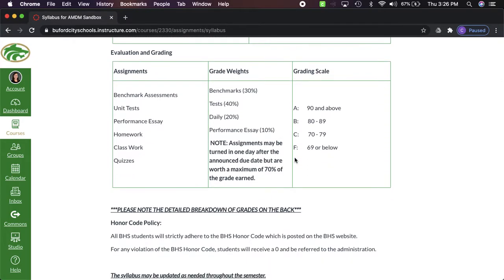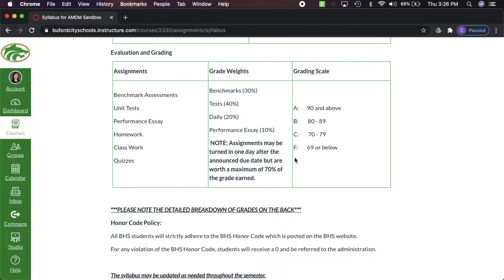Grades are the same as they've always been if you've been at Buford. Benchmarks are 30%, tests are 40%, and daily grades 20%. Your performance essay and your small writing assignments are 10% of your grade. Remember that daily can be homework, classwork, and quizzes. Your performance essay is that, and also we usually have about 5 mini writing questions, so both of those will be in the writing category of 10%.